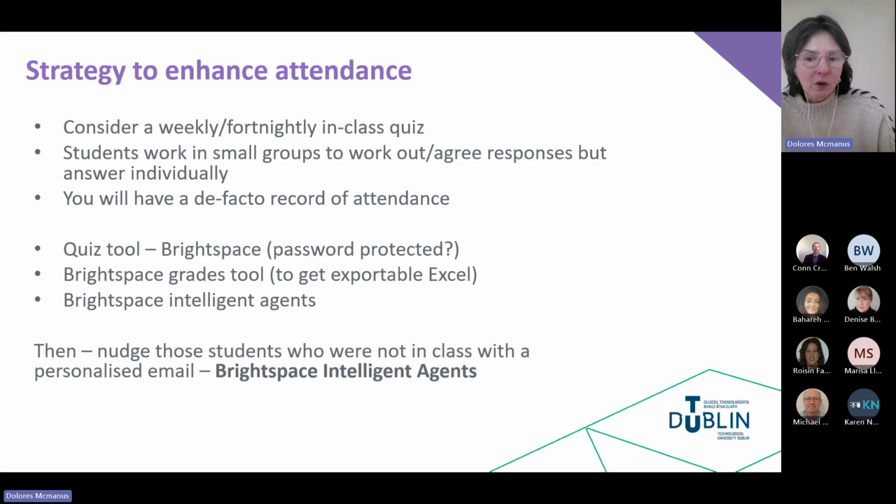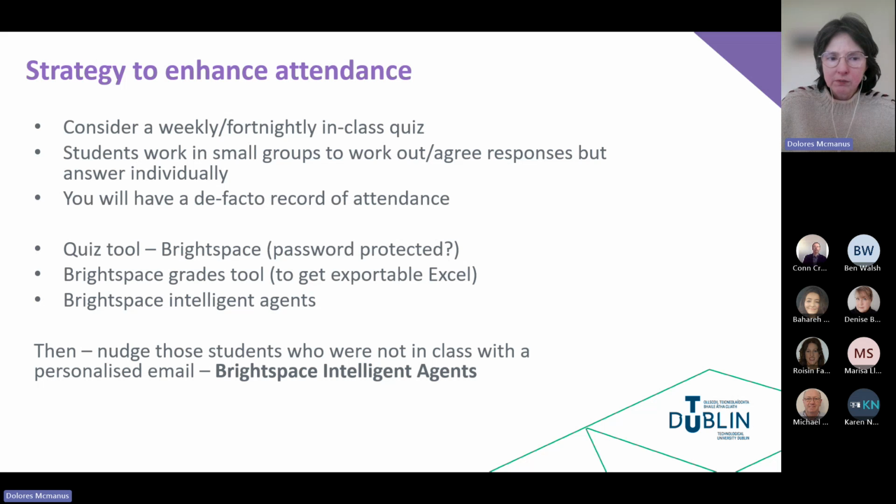So one strategy which you may wish to consider would be, without formally taking an attendance report each week, you could harness the power of Brightspace to deliver a very short quiz, maybe at the start or during the middle of your lecture. It could be any piece of active learning. You might ask the students to respond to an open-ended question within the quiz tool. So it doesn't have to be a difficult, tough, summative quiz.